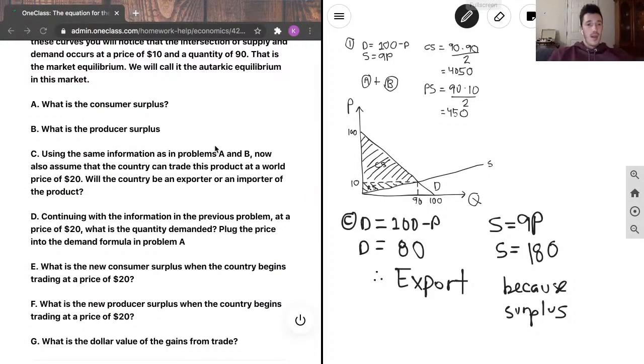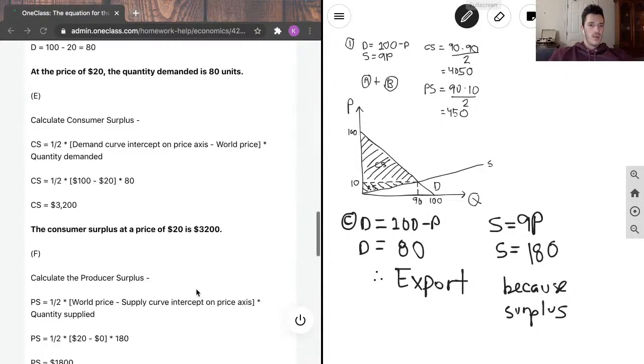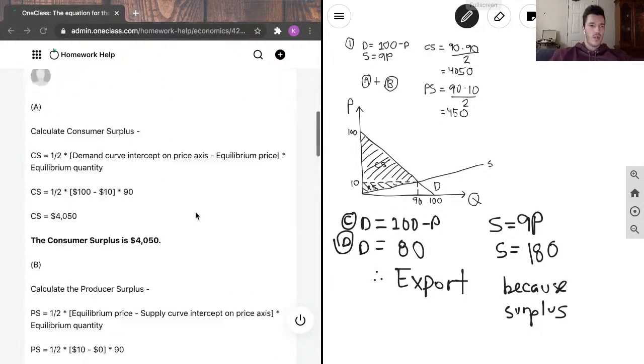Part D, continuing with the information in the previous problem, at a price of $20, what is the quantity demanded? Plug the price into the demand formula in problem A. Did we already do that, or am I misreading this? So we already did that in part C, so I guess I will label this then part D. So 100 minus the world price of 20 gives us a demand of 80.